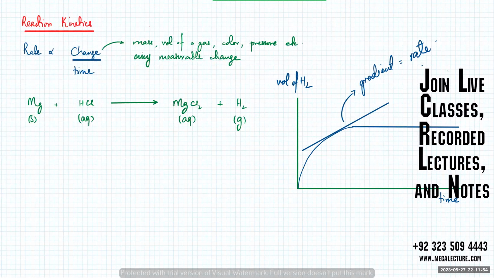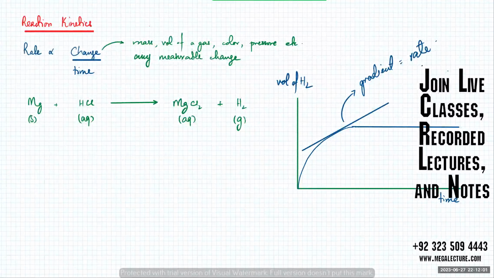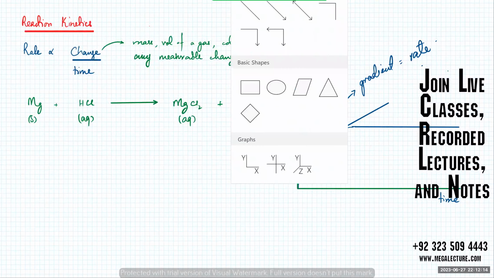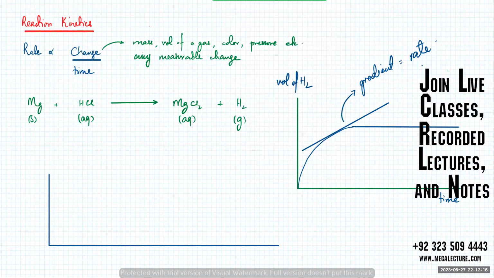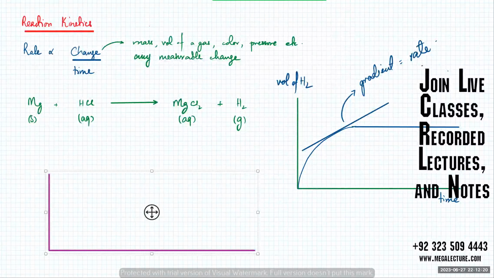It doesn't really matter whether the gradient is going up or going down, because there could be decreasing changes, where points actually decrease as time goes by. Apart from the volume of H2, what else can you plot? How fast the magnesium dissolves. Okay, that's possible. Apart from that, any other thing?